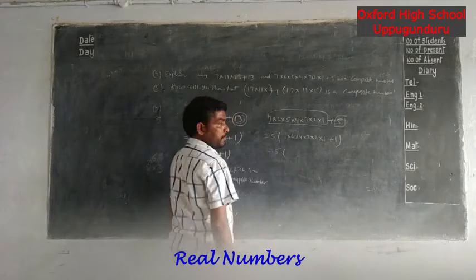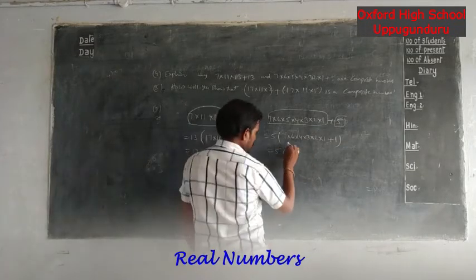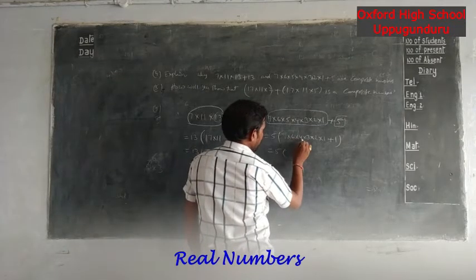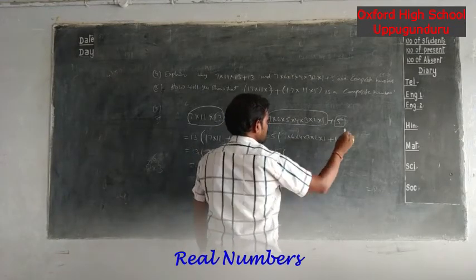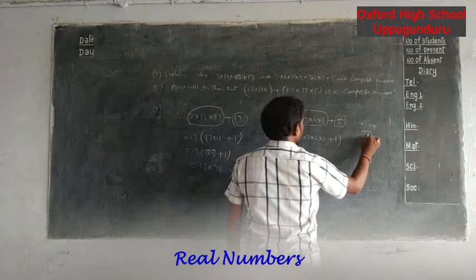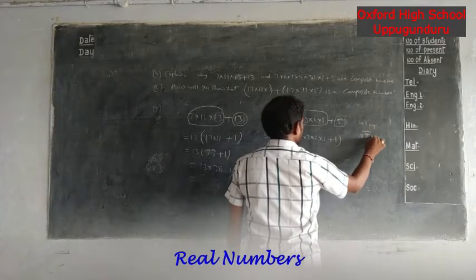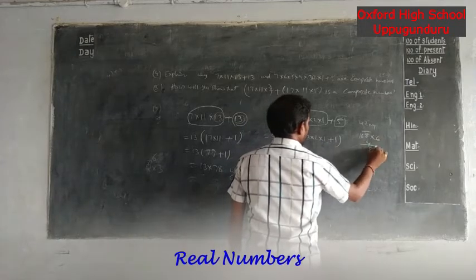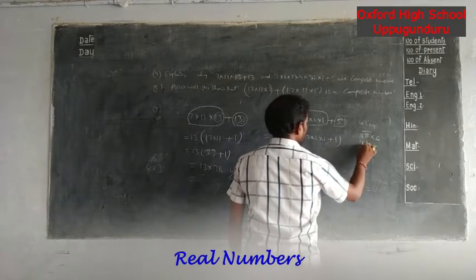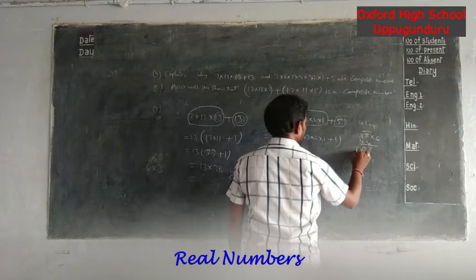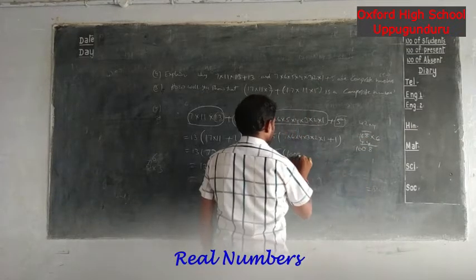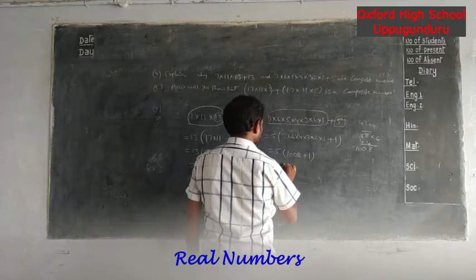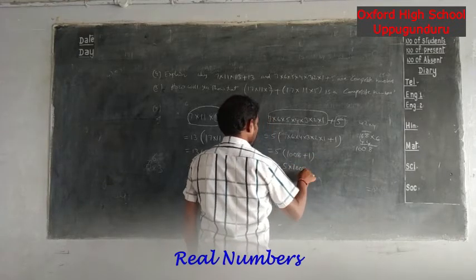5 into, multiplying all these: 7 6s are 42, 42 into 4 is 168, 168 into 3 is 504, 504 into 2 is 1008. 1008 plus 1. So 5 into 1009.